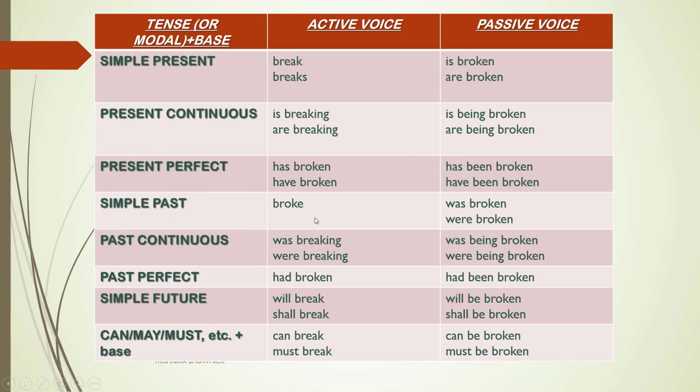Simple past, broke, becomes was broken or were broken, similar to the simple present. Past continuous, was breaking or were breaking, will be was being broken or were being broken. Past perfect, had broken, had been broken. Simple future, will break, will be changed into will be broken, shall break, shall be broken. Can, may, must: if they are at the base, I can break the ice, so the ice can be broken by me.